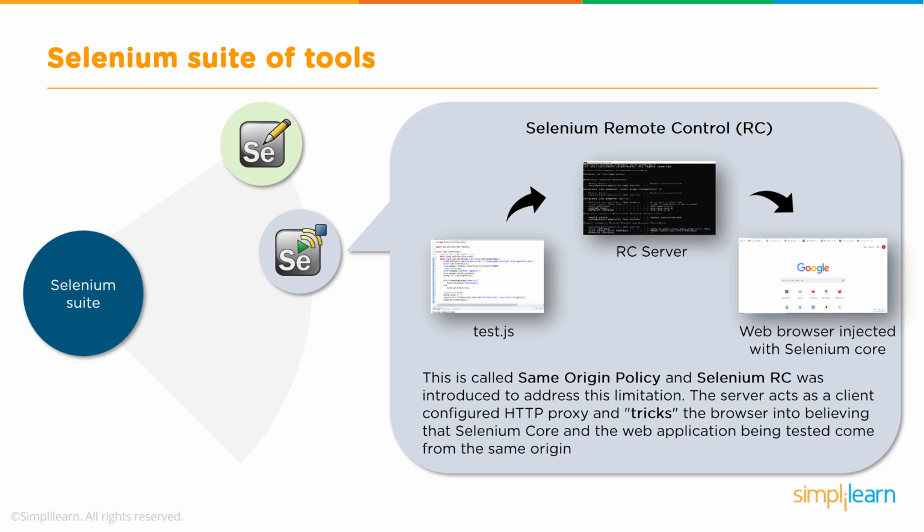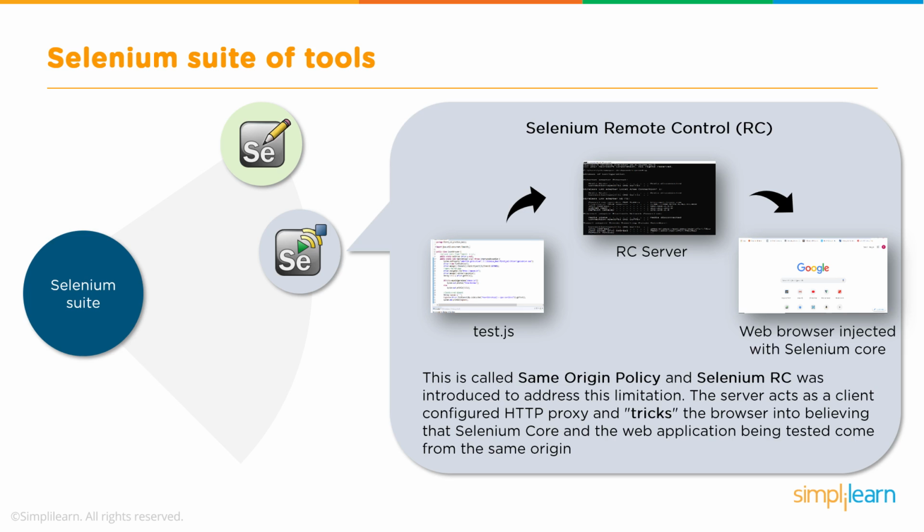One is the architecture of this RC itself was complicated. Why? Because of this intermediate RC server which we have between the browser and your test script, and this RC server had to be installed before running any test scripts. So that means this became an additional setup, and it acts as a mediator between your Selenium commands and your browser. Also, the execution of commands takes a very long time.